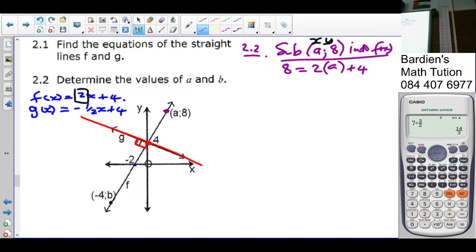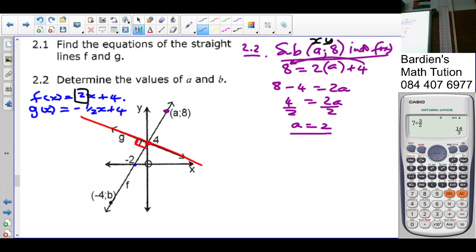So what do I do now? Solve for x, or a in this case. Take it over. So it's going to become 8 minus 4 is equal to 2a. What's 8 minus 4? 4. Okay? So 4 is equal to 2a. Then divide by 2 both sides. So a is equal to 2. So there we got a sorted out.